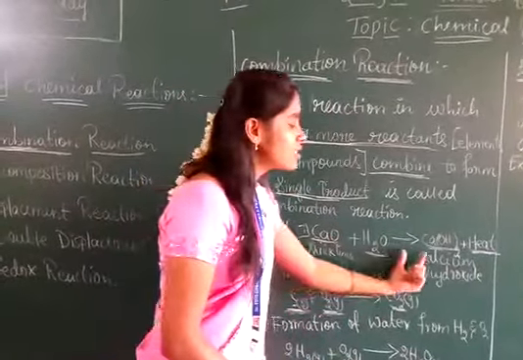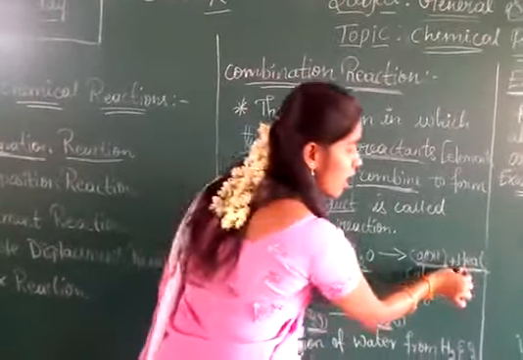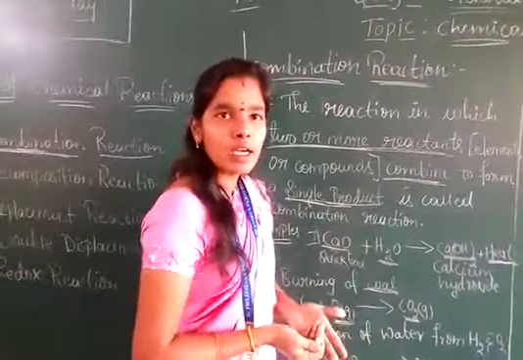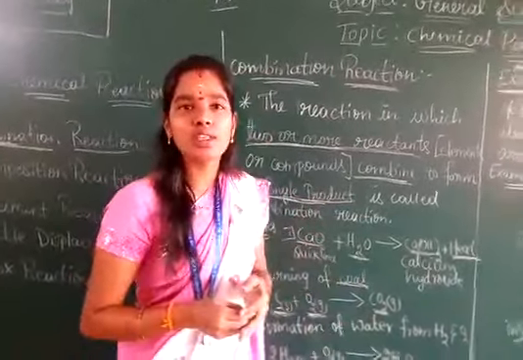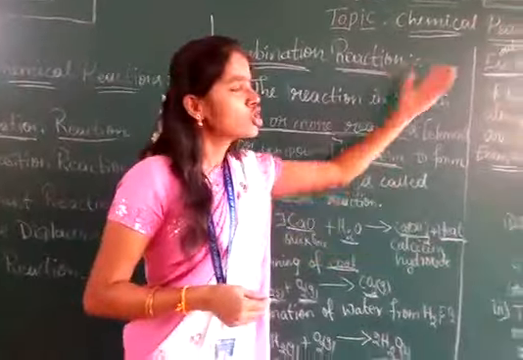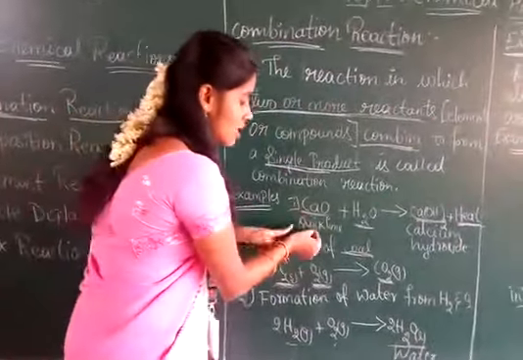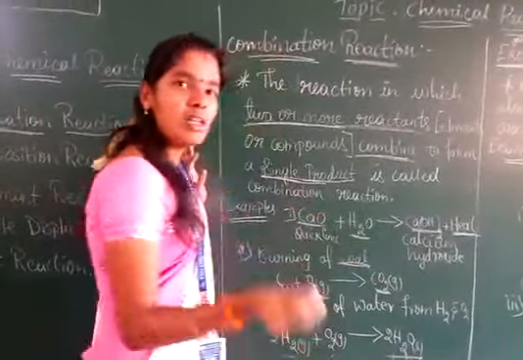Along with the formation of the product, heat is released. During a chemical reaction, if heat is released, that particular reaction is an exothermic reaction. I will explain that further. Now you understand that 2 or more reactants react to form a single product.